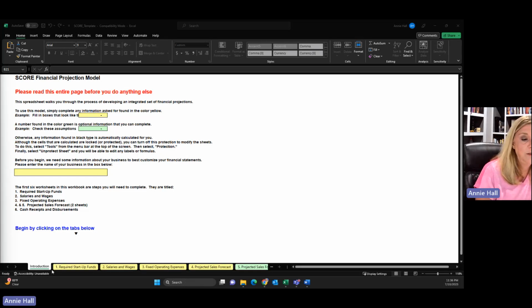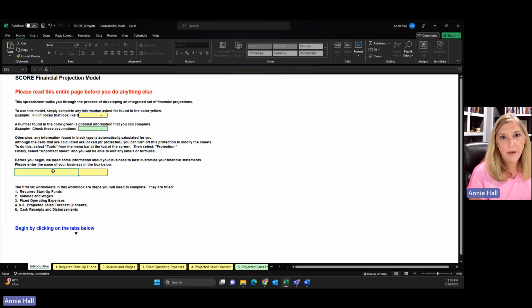So the first thing we're going to do is on the introduction tab, we're going to enter the name of our company. And for our examples, I'm just going to be making up information off the top of my head, just so that you can see how the data rolls together and creates a financial statement. So we'll see if the data I make up is profitable or not. But just know I'm not thinking of anything in particular. I'm just kind of making up the numbers as I go here.